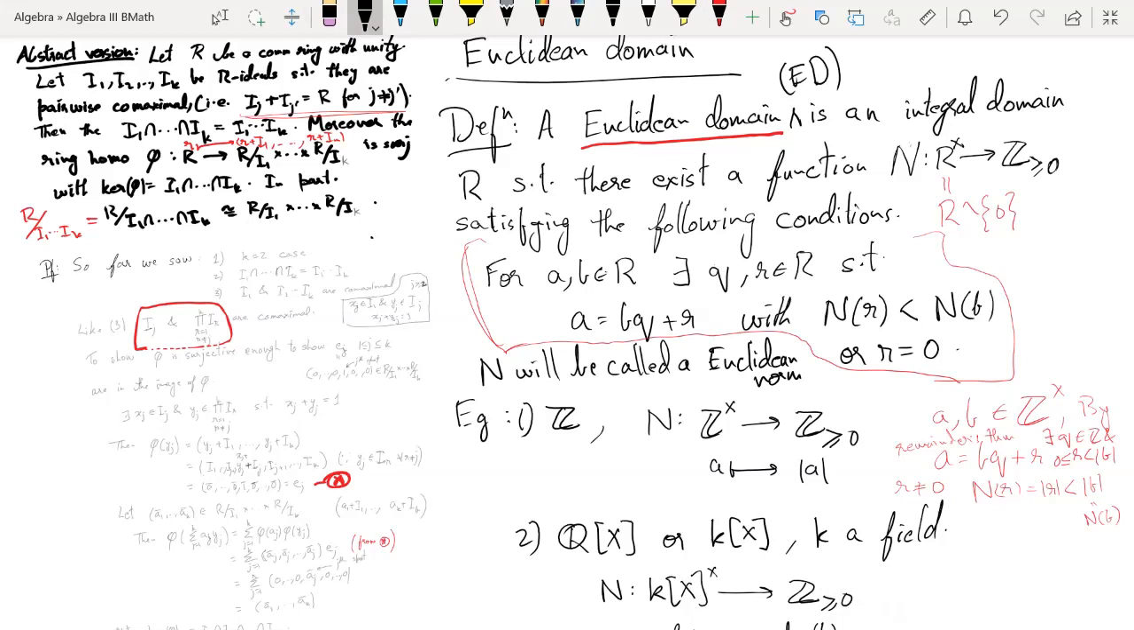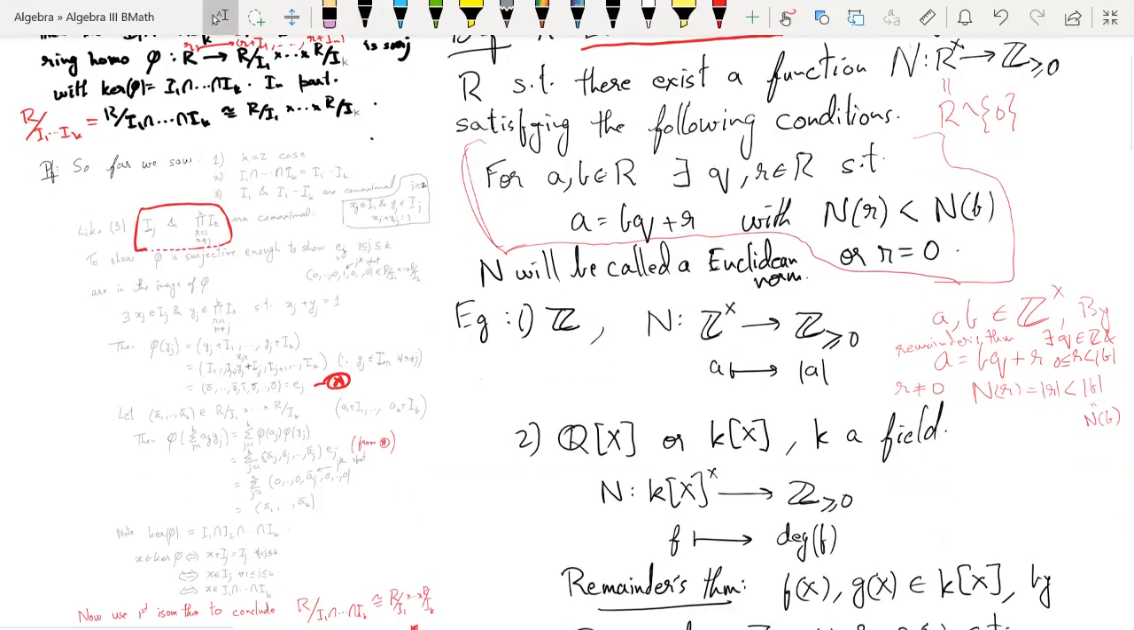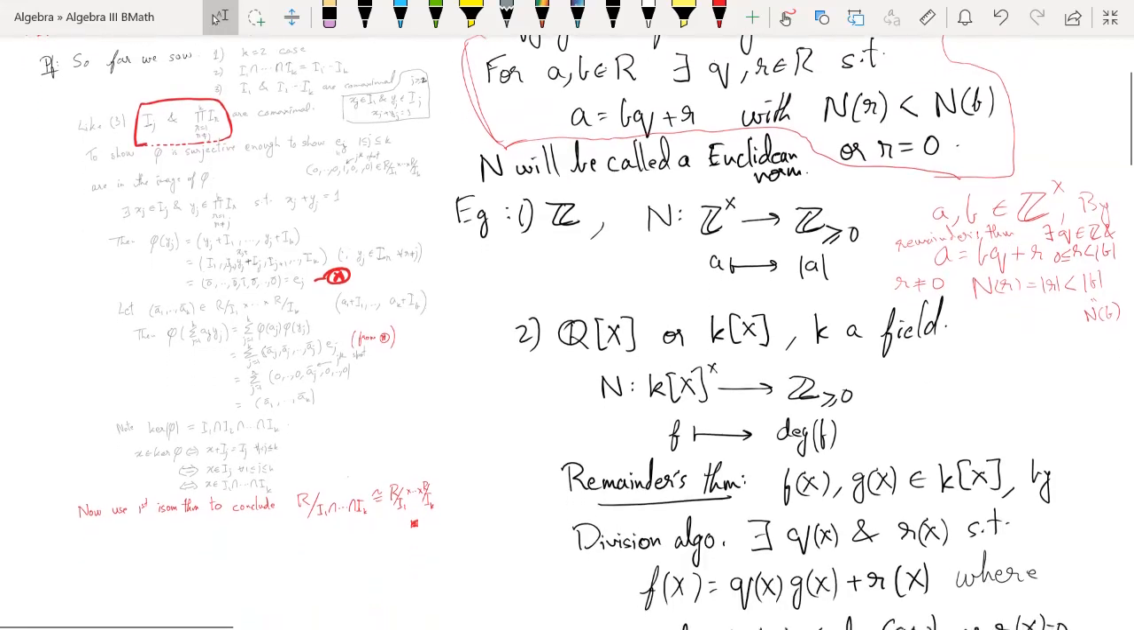So in particular, a polynomial ring over any integral domain is not a Euclidean domain. Even a polynomial ring over something as nice as Z, so Z[x], is also not a Euclidean domain. We'll see why this is later on in the course, hopefully this week itself.